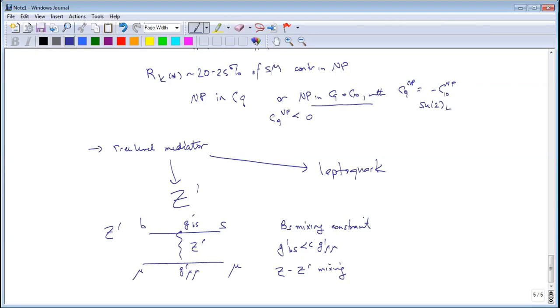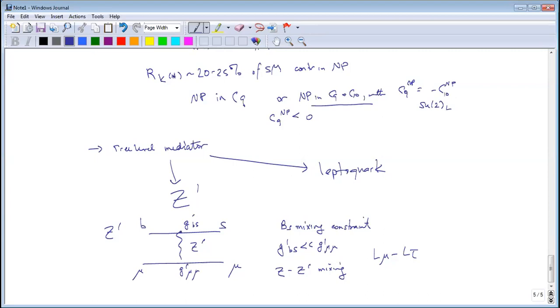A popular solution here is basically a gauged L mu minus L tau. So in other words, lepton number mu minus lepton number tau. That's an anomaly-free combination, and it seems to be a way to single out the mu object differently. So there are many scenarios based on this.